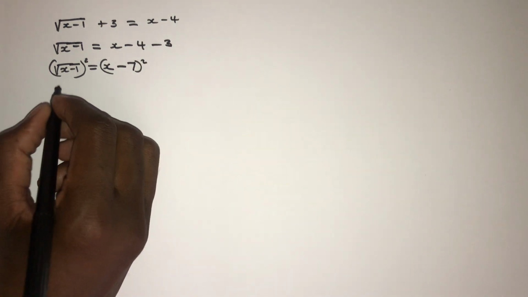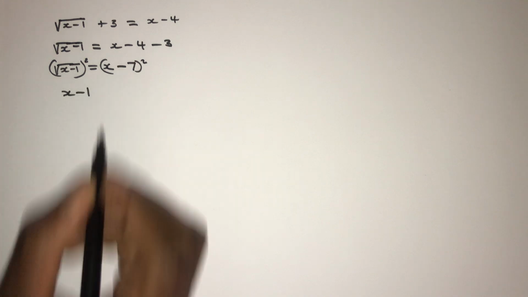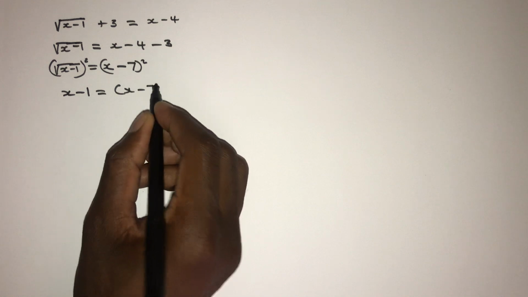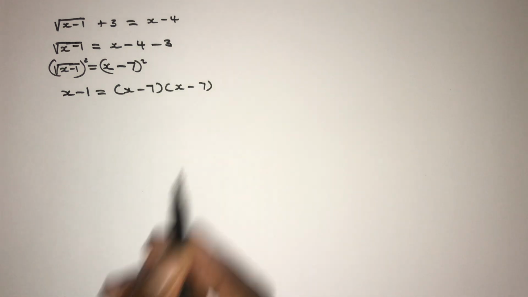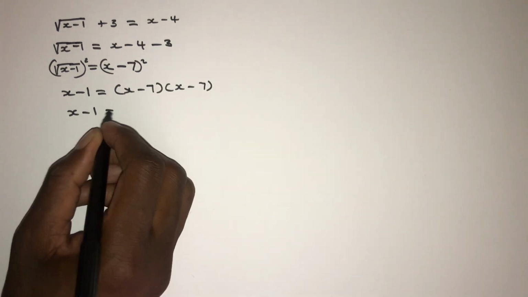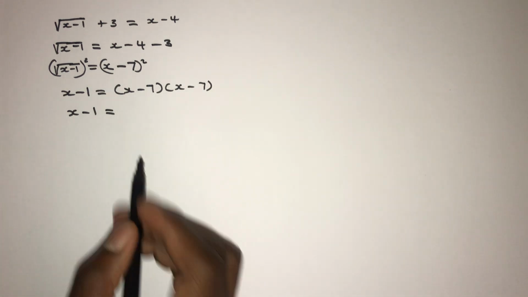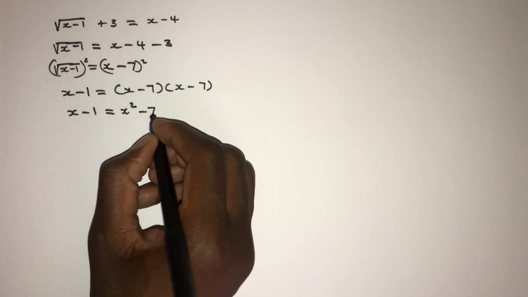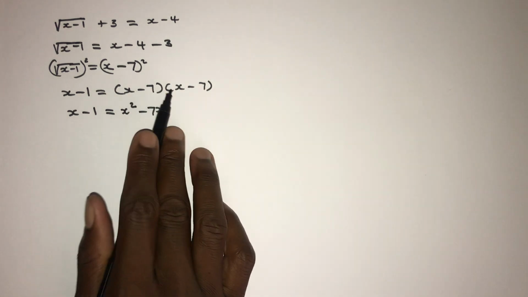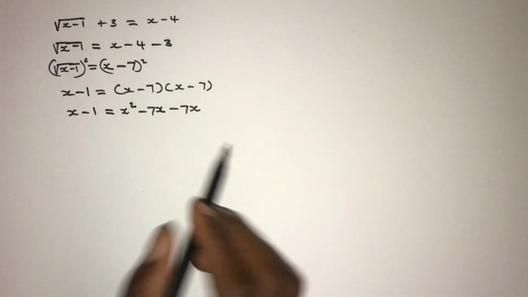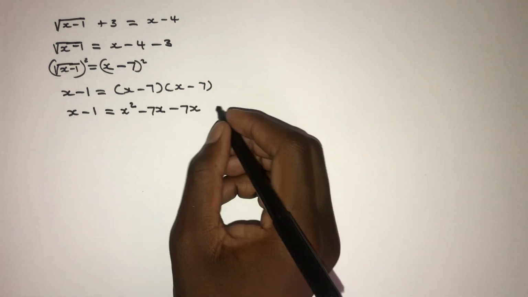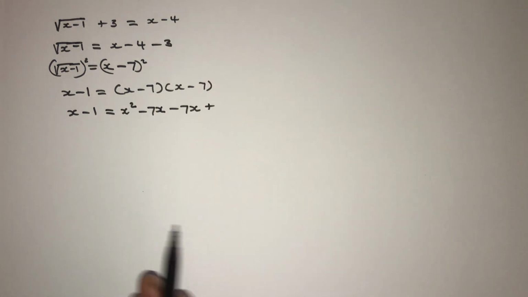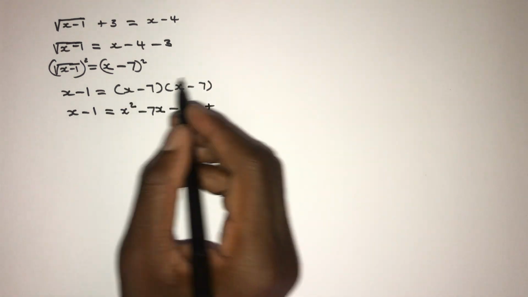So now squaring this one is going to give us x minus 1 is equal to, let's expand this one, x minus 7, x minus 7. Then x minus 1 is equal to x times x, it will give us x squared. X times negative 7 gives us minus 7x. Negative 7 times x, minus 7x. Negative 7 times negative 7, this one is going to give us plus, since negative times negative is positive. So 7 times 7 is 49.